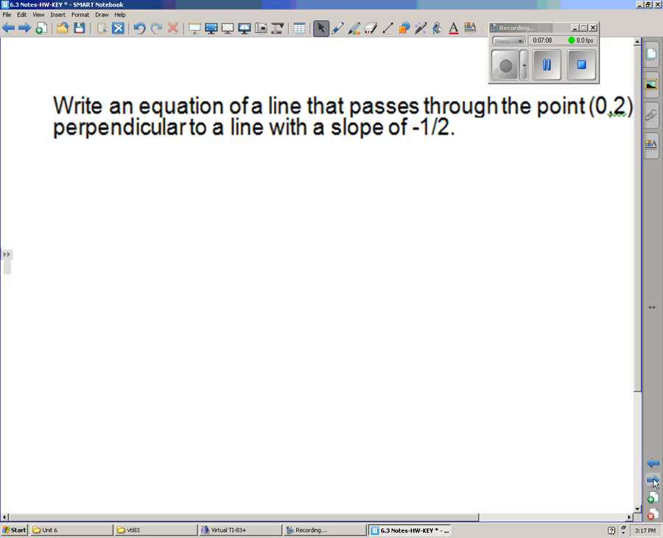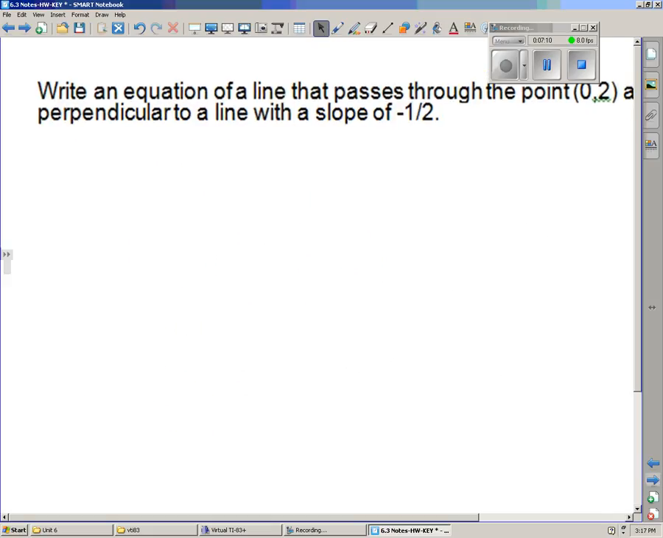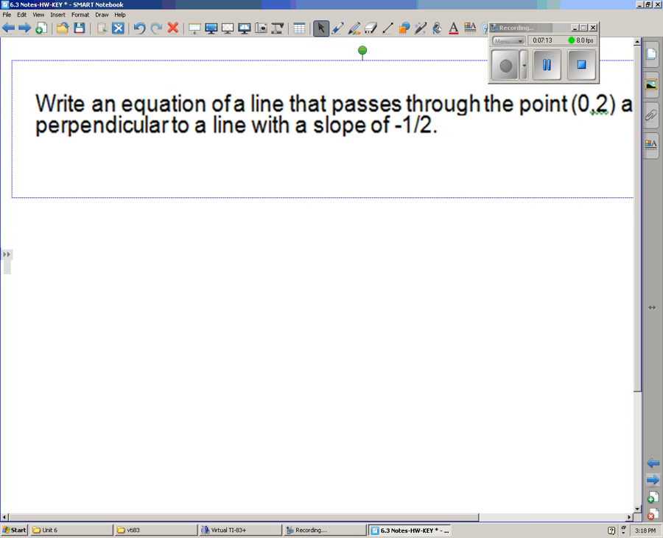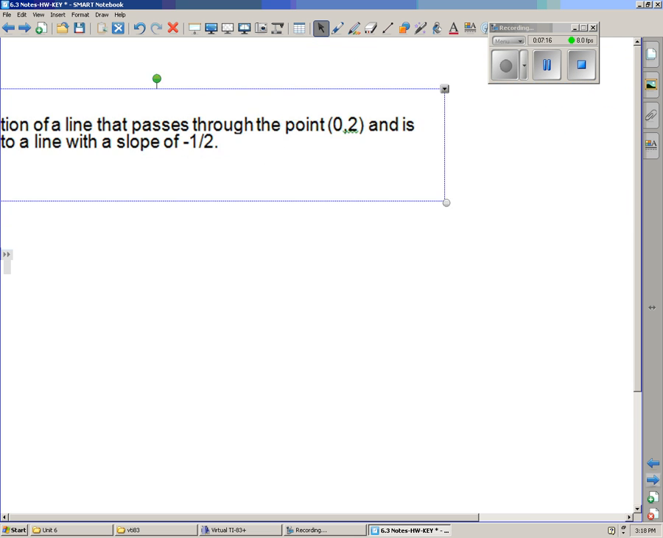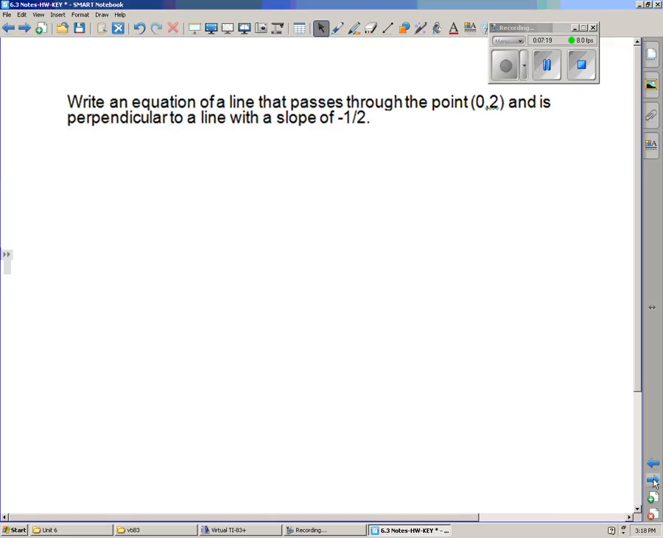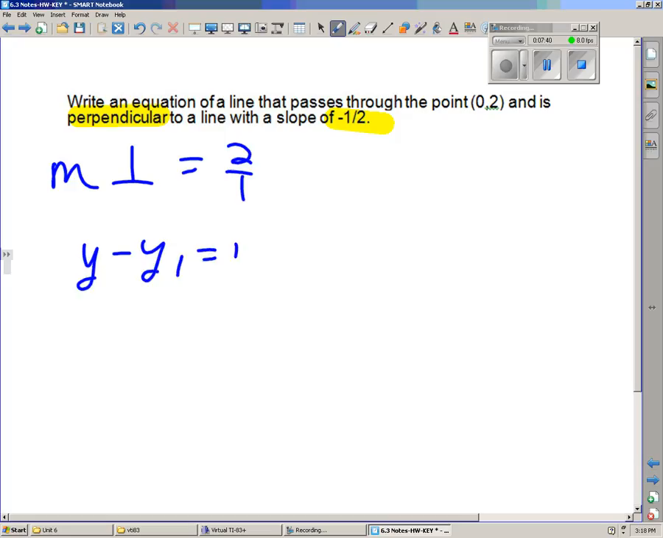Let's go to the next one. This wants us to do it through the point 0, 2, and it wants us to be perpendicular to the line whose slope is negative 1/2. Remember, if you're perpendicular, you're negative reciprocals. So that means the slope of a perpendicular, that's a symbol for perpendicular, is going to be the negative reciprocal, or 2 over 1. So what I'm going to do here is this guy, y minus y1 equals m, x minus x1. And I know that this is x1, this is y1, this is m.